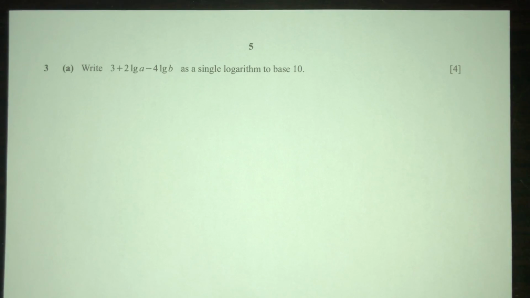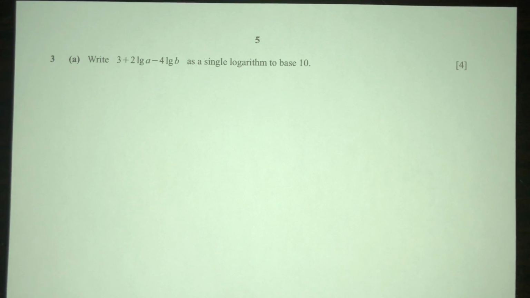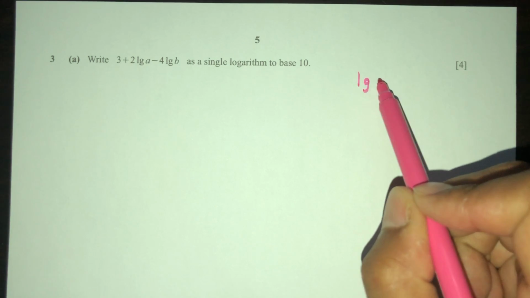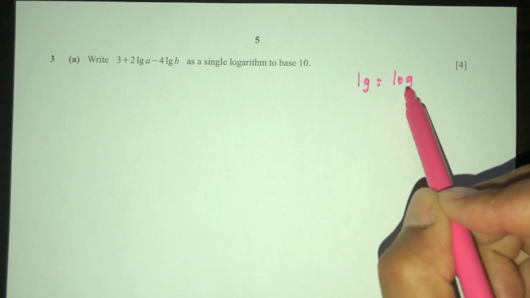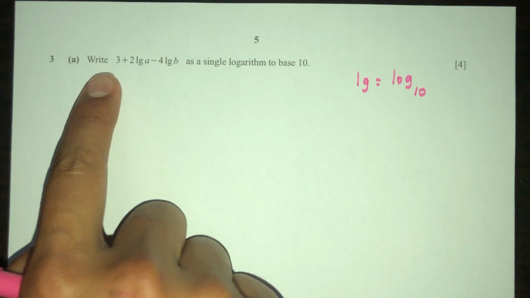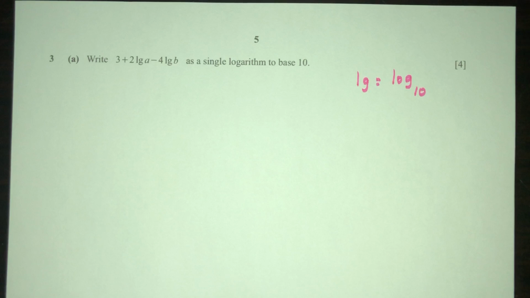Now, let's move on to question number 3. So we have to express this as a single log to the base of 10. So one by one, first things first, what is lg? It is basically log to the base of 10. Hopefully that makes sense. Now, how can we simplify this as well? Not simplify, but kind of change this to a log to the base of 10.